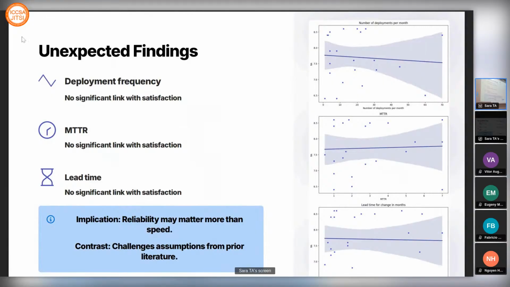Here we have some neutral correlations applying both of these statistical tests. Deployment frequency, MTTR, and lead time have no significant link with satisfaction. So it seems that it doesn't matter how often you change things inside your company using these specific metrics; no one perceives this externally. Implication: reliability may matter more than speed, not how frequently you develop your software.